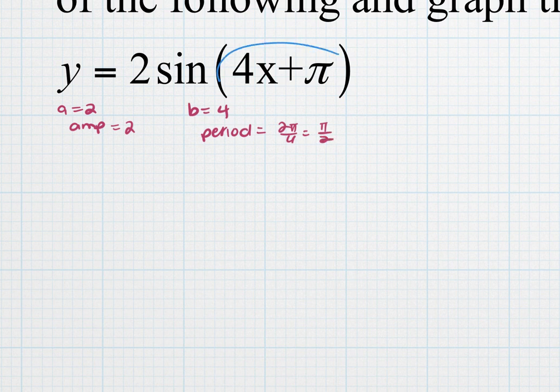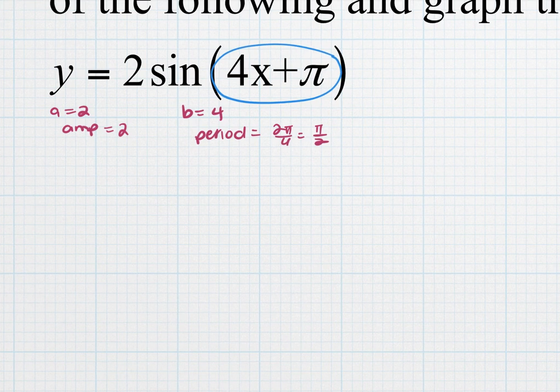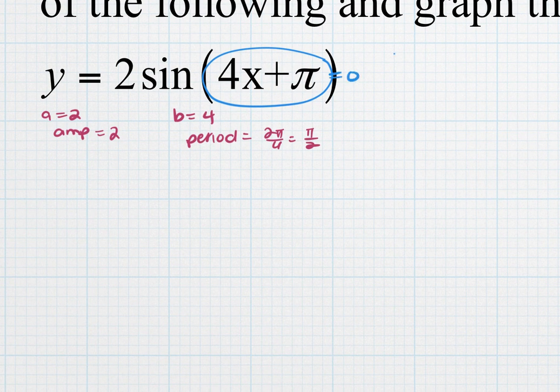And this time there's a phase shift because we're adding or subtracting something inside the parentheses. So I'm going to set this equal to 0. 4x would equal negative pi. Divide by 4, and x equals negative pi over 4. That's your phase shift. So once I get all my key points, I'm going to subtract pi over 4 from each of them. With me so far? All right, so here come the key points.